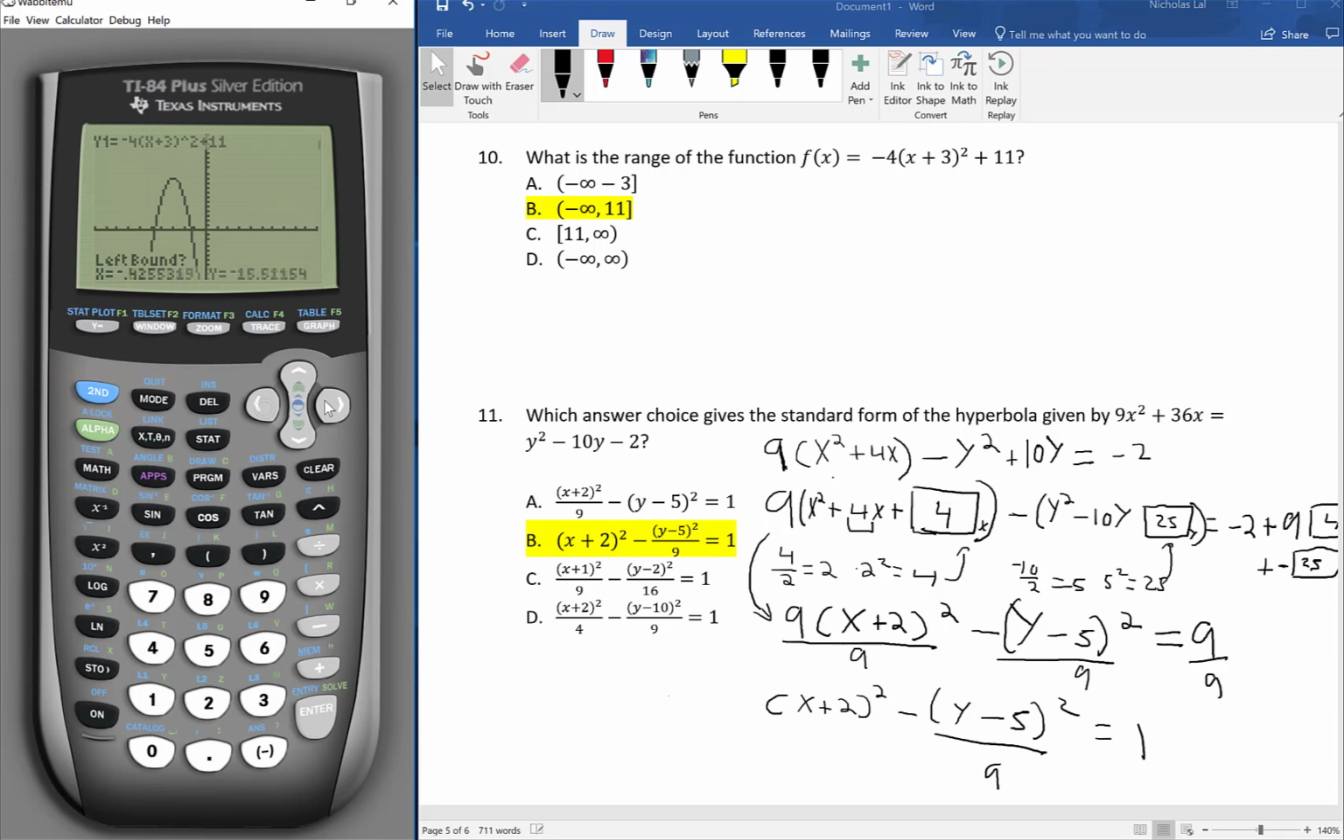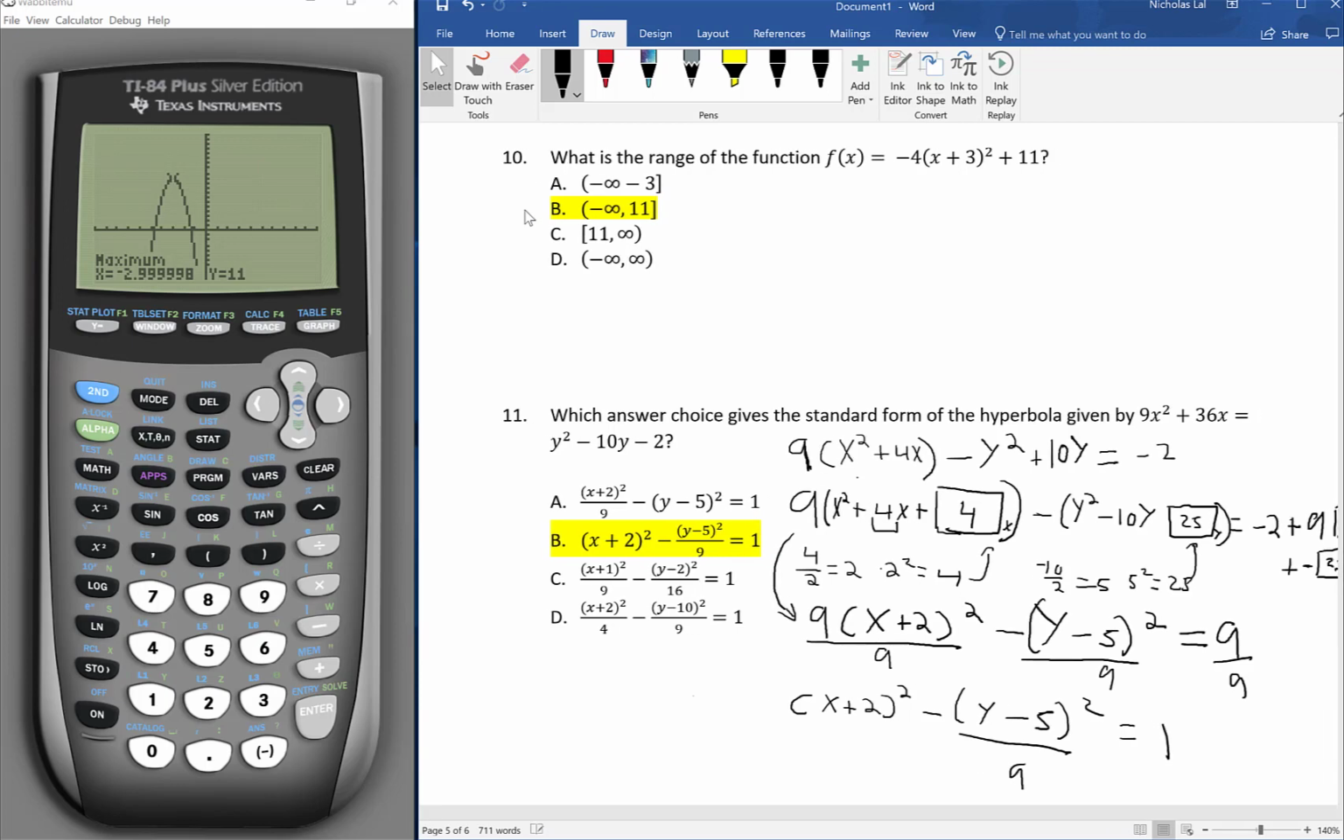choose a left bound point, so let's find a left bound point right here and a right bound point right here. Make our best guess. We'll see that the maximum value is 11, so the range is from negative infinity to 11.